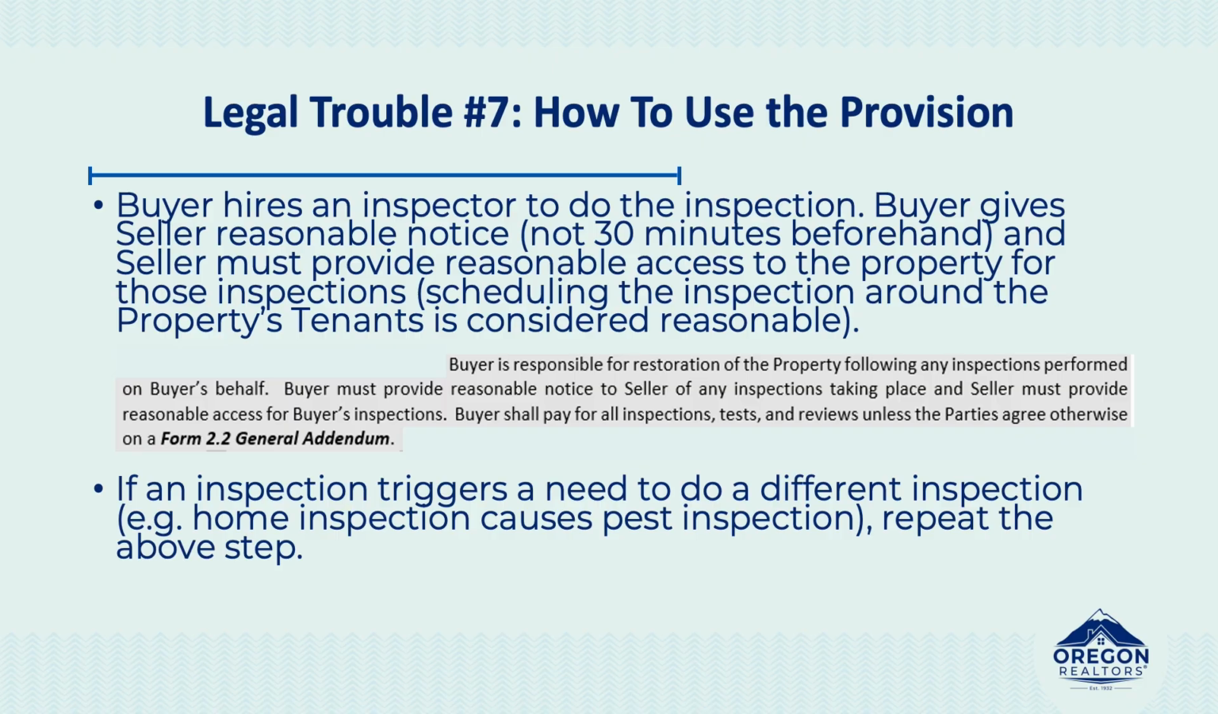And if the inspection that the buyer does in the first day of their due diligence contingency triggers some need for another inspection down the road, 3 or 4 days later, you get the pest guy out to go and look for pests. Congratulations. Schedule it with reasonable notice to the seller. You'll get reasonable access. You can do those things.